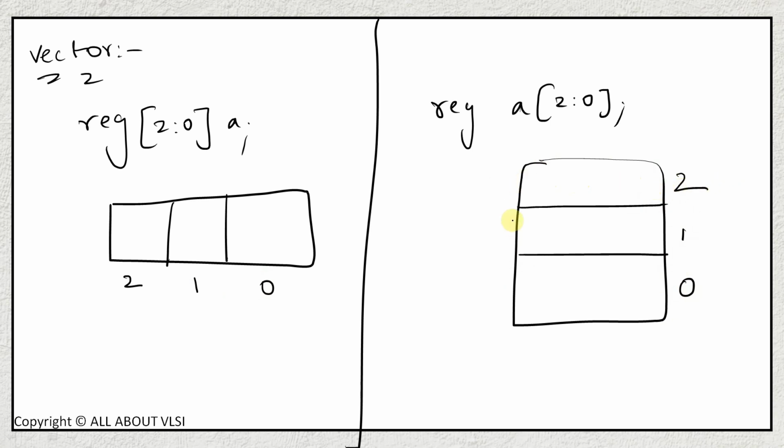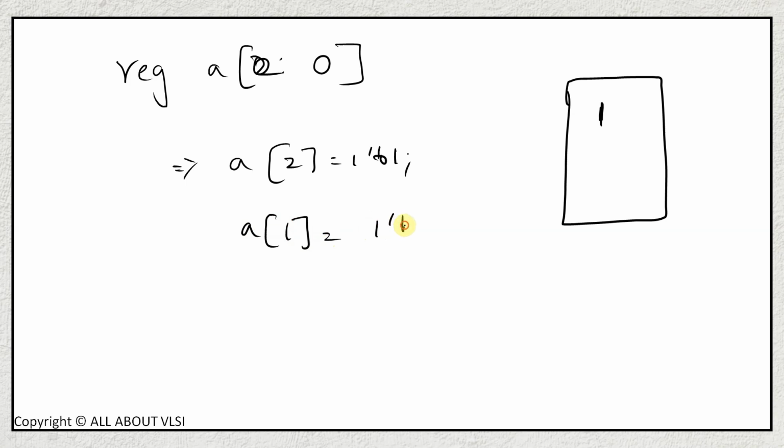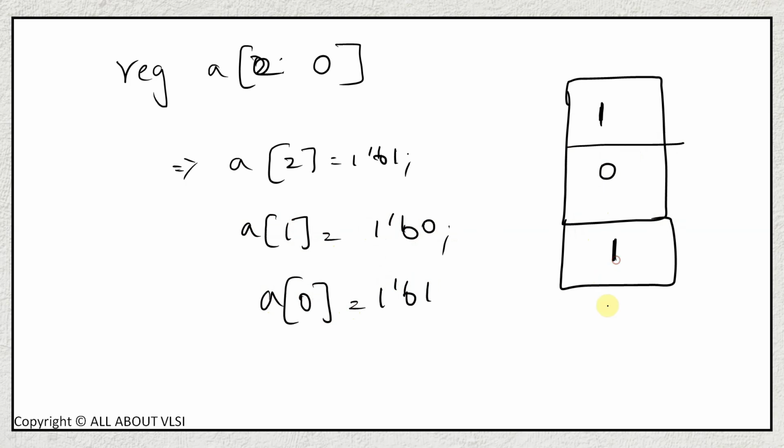Now let's say you want to store any value inside your array which you have declared like this, reg a [0:2], that is 3 locations. Then you simply write a[2] = 1'b1, then your 1 will be stored in the third location. If you write a[1] = 1'b0, then your 0 will be stored in the second location, and if you write a[0] = 1'b1, your 1 will be stored inside this particular location. So this is how you're going to store the values inside your arrays.